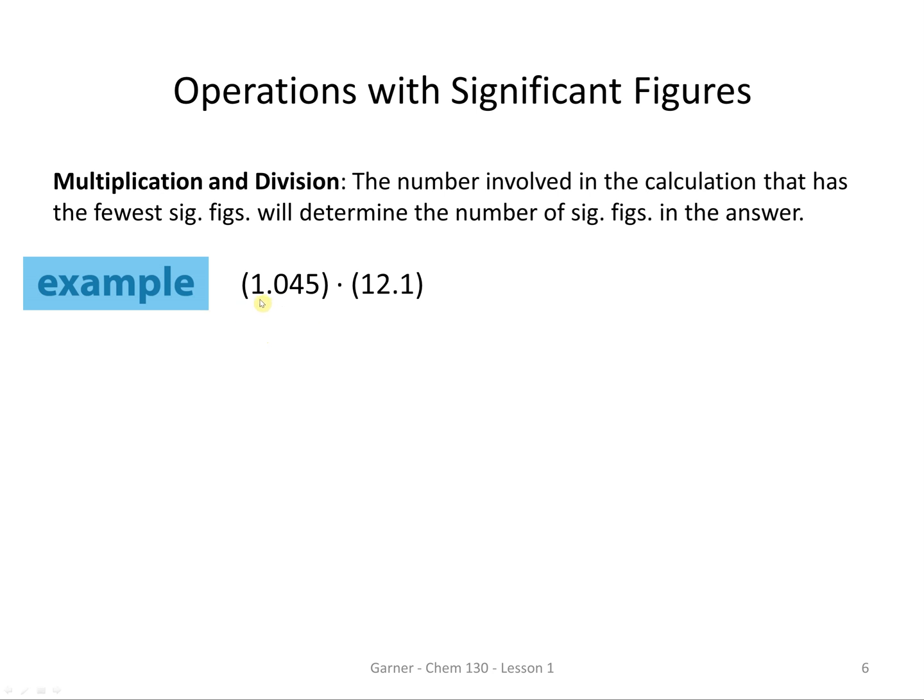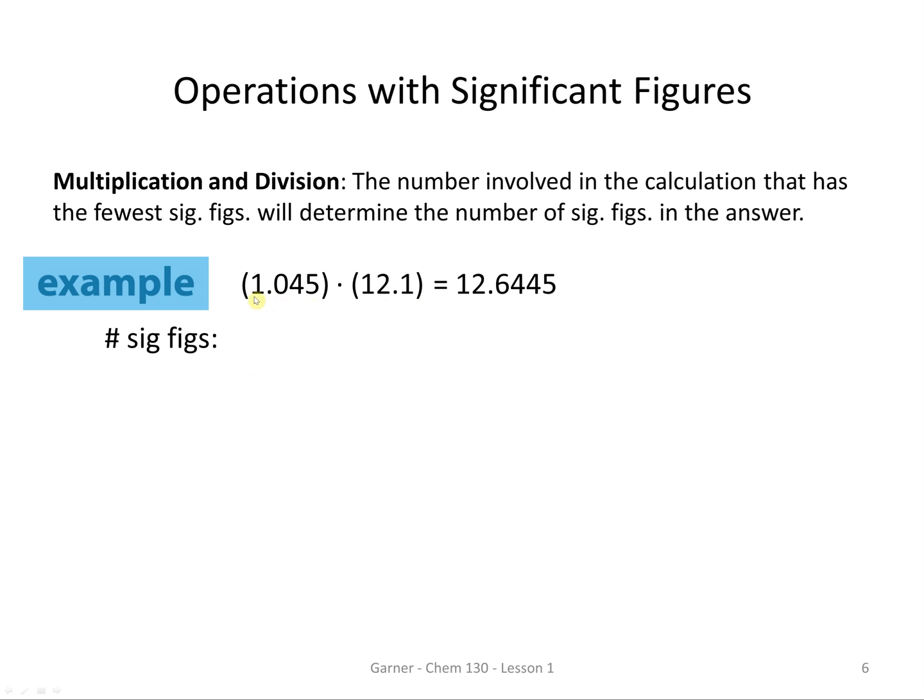So here we're given an example where we have 1.045 times 12.1. Of course, if I work out the math here, I'm going to get 12.6445. But what I need to consider is how many sig figs I should round to here, so where I should round this answer. So I need to figure out, based on the values involved in the calculation, how many sig figs to keep in my answer. Again, it depends on how many sig figs are contained within each value involved in the operation. So I need to look at each value here and assess how many sig figs there are.